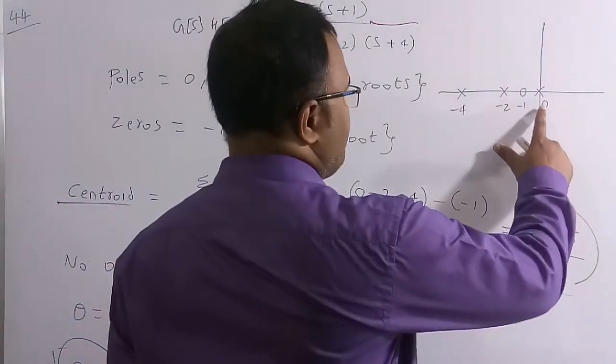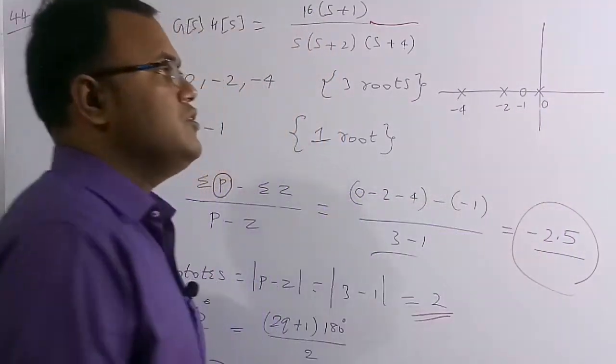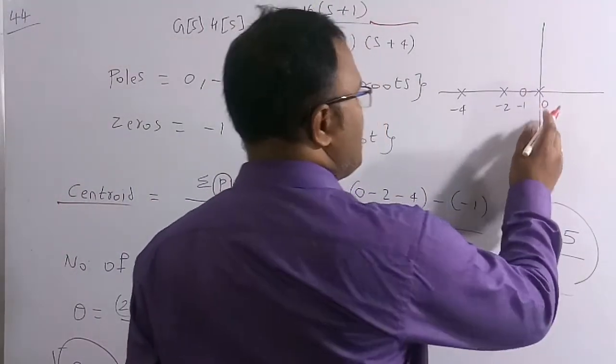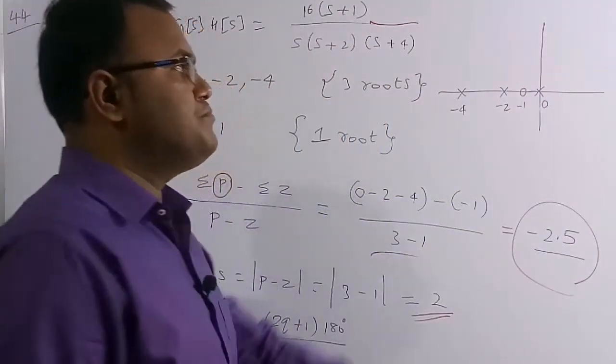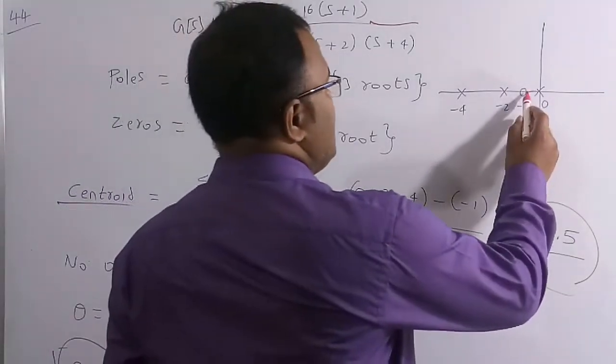So now I have marked the poles, which are 0, minus 2, minus 4, and the zero is at minus 1. So therefore, if you stand here, there is only one root present at the right side. So therefore it is an odd number, so this is in the root locus.